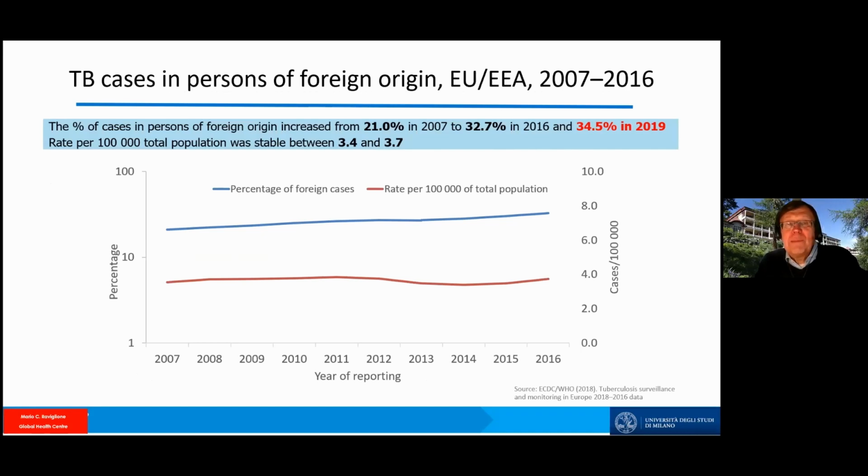Now, looking at TB by foreign-born status, you see that kind of trend in the European continent. You see, in fact, this is the European Union. And what you see there is the percentage of foreign cases. The logarithmic scale on the left is quite significantly on the increase. We have today 34.5%, the latest data among foreign-born in Europe. And you see in red there the cases per 100,000. So the rate has remained roughly stable. It's between 3.4 and 3.7.